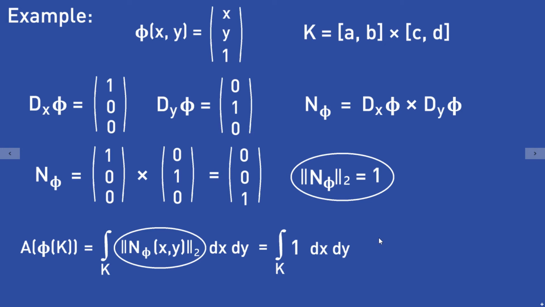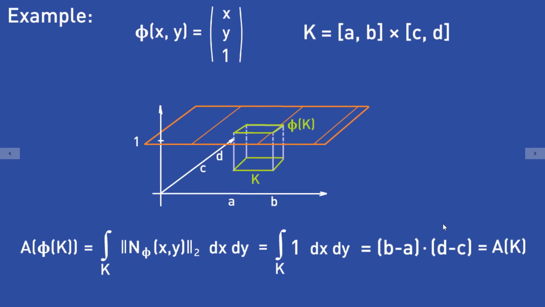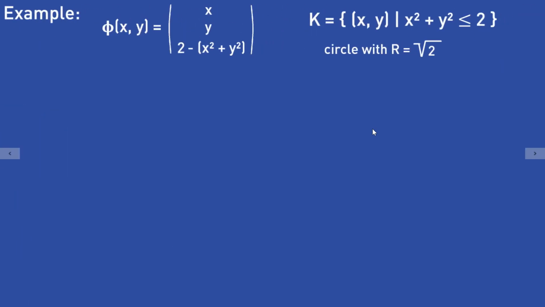By solving this, you get the result b minus a times d minus c, which is the area of the rectangle K. That makes sense, because the surface is a plane at height 1. The image of K is just the rectangle K again, but at height 1, which you can see here in this picture. Let's take a look at something more interesting: the surface area of a paraboloid.